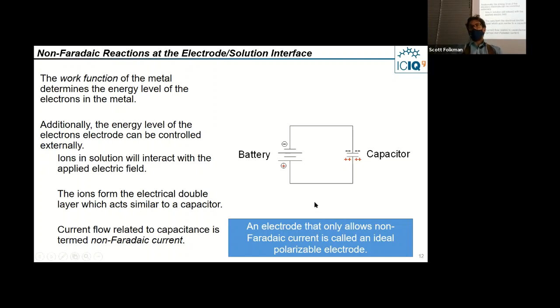Typically its current falls to zero quite rapidly. So if we connect a battery to two metal plates and we pass current, the charge will accumulate on the metal plates quite rapidly, and then we will have a static field. As I mentioned last time, this is termed non-Faradaic current, and sometimes you might hear about an ideal polarizable electrode, and basically an ideal polarizable electrode is an electrode that only allows non-Faradaic current to flow.